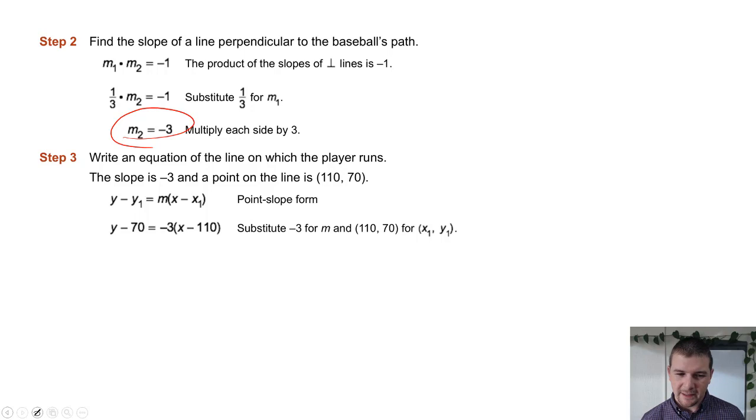Step 3, we're going to write the equation of the line on which the player runs using the 3 pieces of information that we've just discussed. Substituting in -3 for slope, 110 for x1, and 70 for y1. Arriving at the equation, y minus 70 equals -3 times the quantity x minus 110.